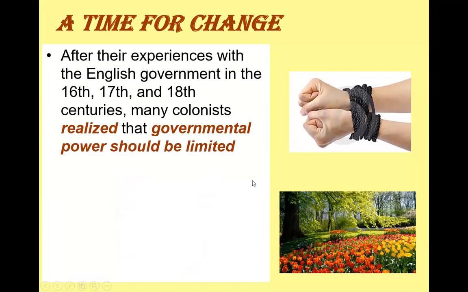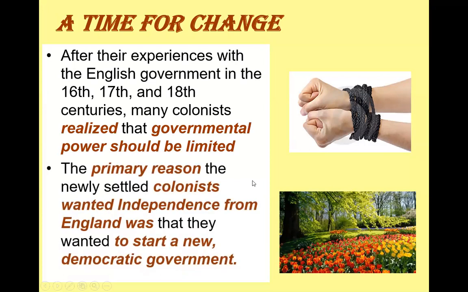So we start to see in the 16th, 17th, 18th century America that the English government is doing things not the way that's going to help out the people. And so people wanted a change. They realized that governmental power should be limited. And remember that the primary reason that these colonists wanted independence from England, as we start to get into looking at declaring independence, is that they wanted to start a new democratic form of government. They didn't want it to be run by a monarchy where a king makes all the rules and the British Parliament or the government that serves under the king automatically just follows the rules that the king says. The people of the colonies, the people of society should have a voice and should have a hand in this government.